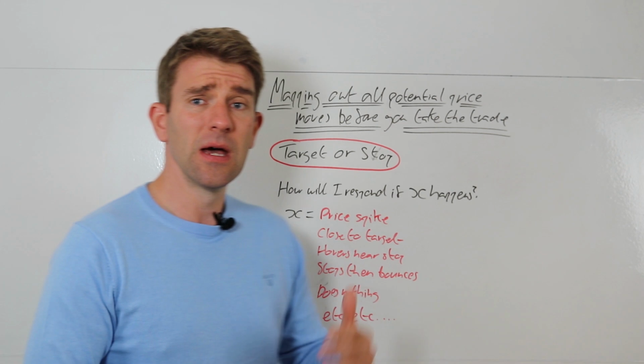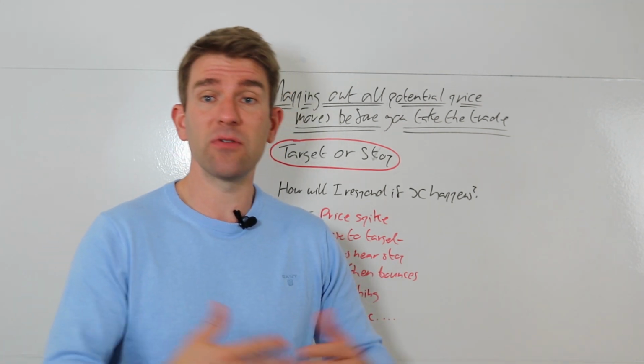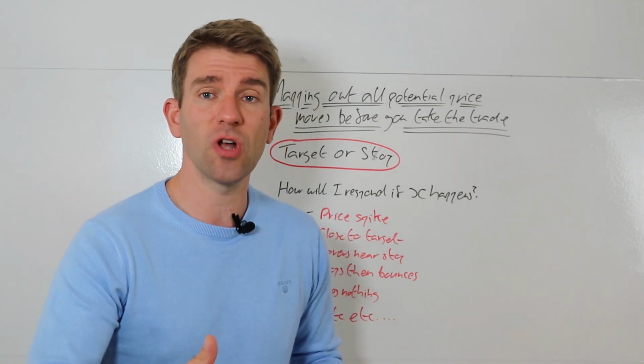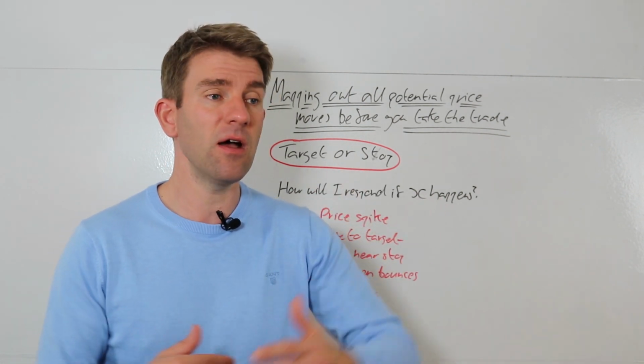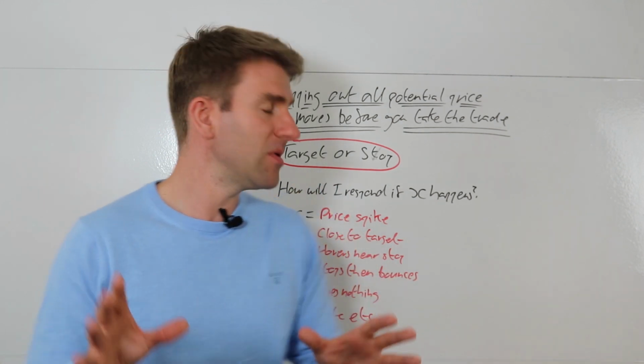Another example could be, maybe it moves close to target and just sits there. What are you going to do then? Are you going to pull the target down and just take the profits that are there? Are you going to pull your stop up? Are you going to consider that as a consolidation and maybe move your target higher? Are you going to close off half the position? Are you going to double up on the position? All these different permutations as well.